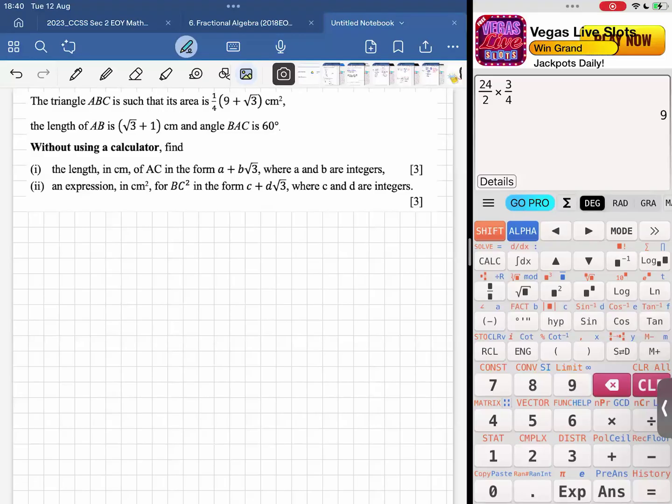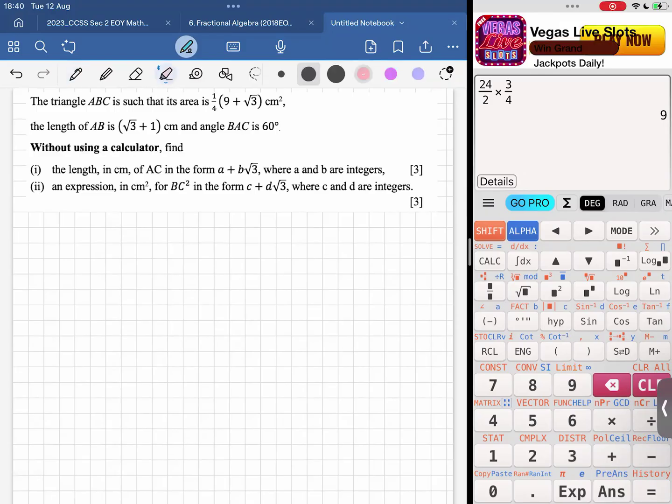Okay, this is our 2017 Surds. I think part I was quite doable, but part two maybe need to think a little bit more, okay? So let's see what we have. The area of triangle ABC. So this is the area.